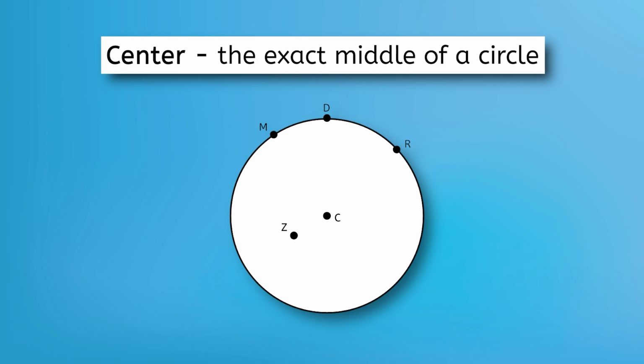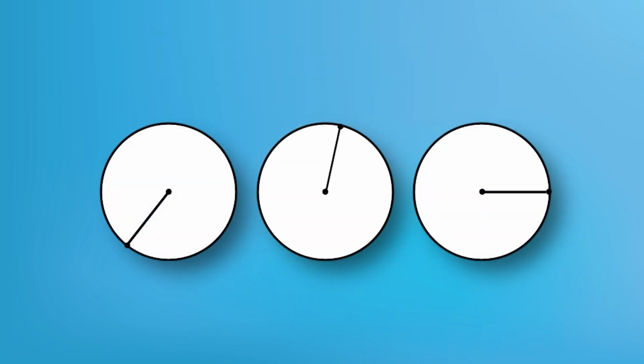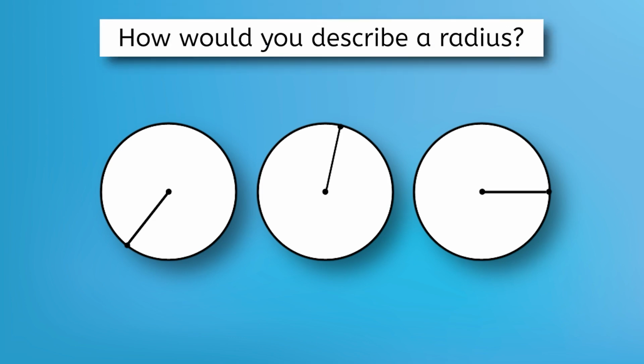The next circle part is the radius. The manual has these pictures to show what a radius looks like. How would you describe a radius? Write down your idea in your notes now.